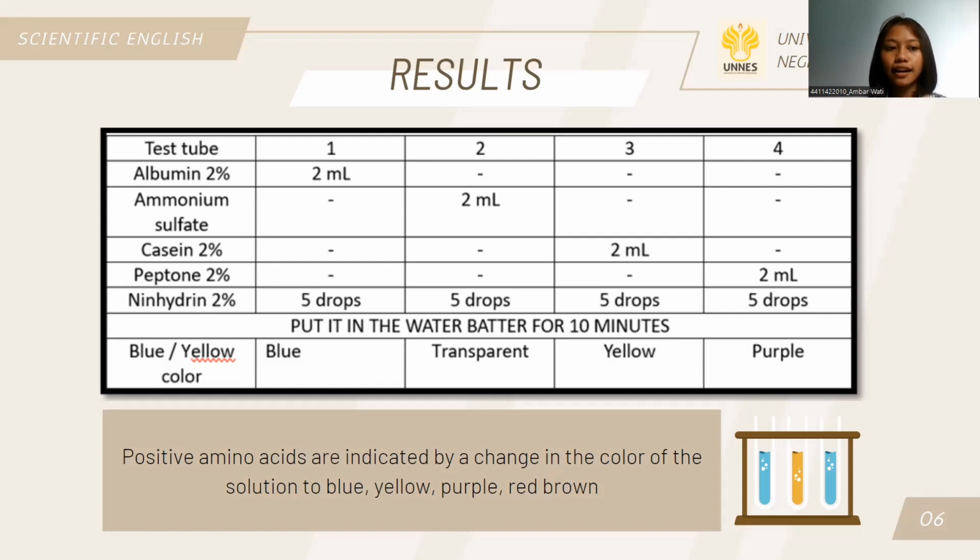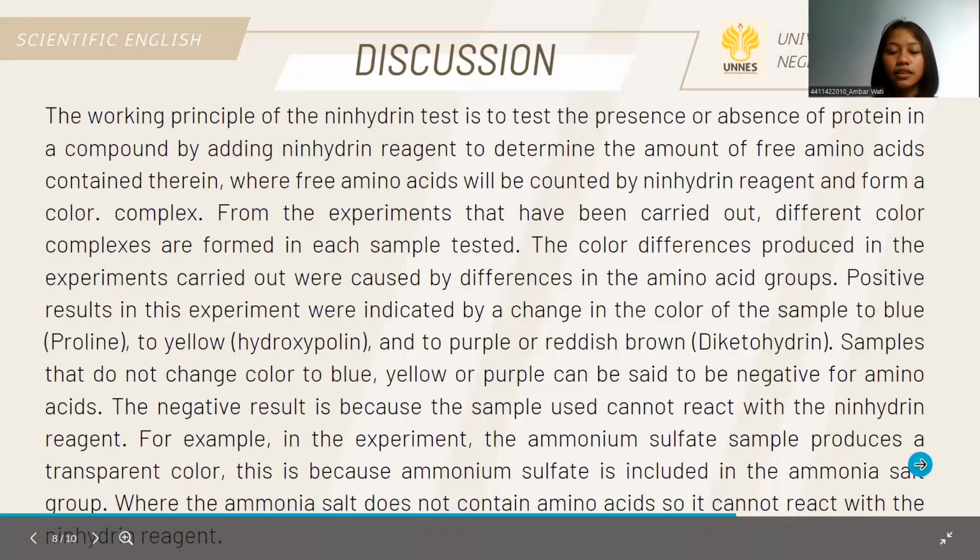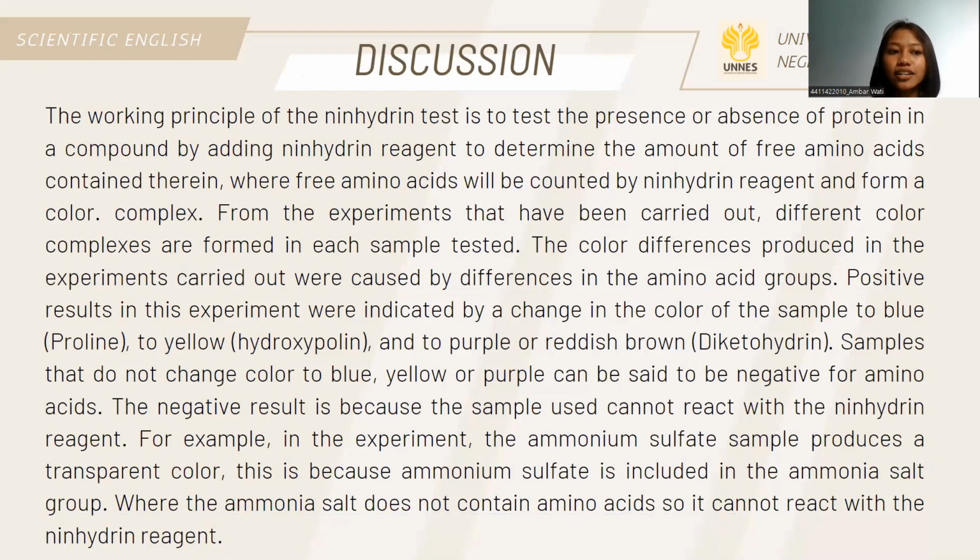And next, the discussion. As explained in the introduction, the working principle of the ninhydrin test is to detect the presence of protein by adding ninhydrin reagent to determine the amount of free amino acids contained there, where free amino acids will react with ninhydrin reagent and form a color complex.